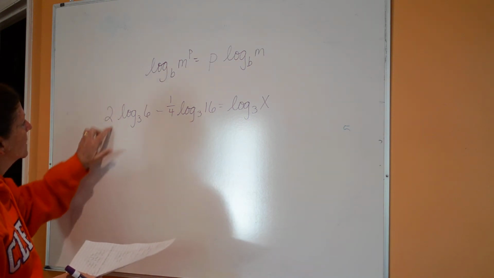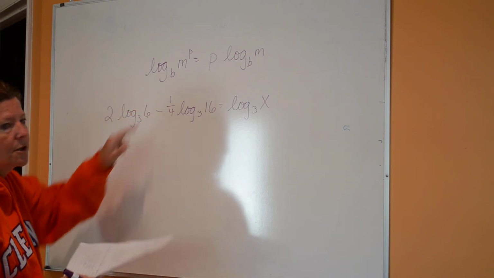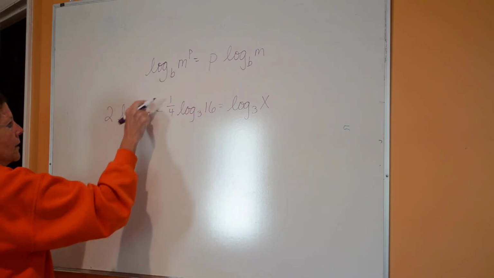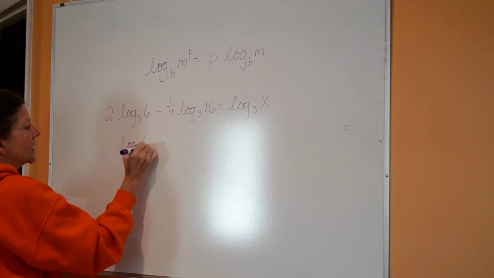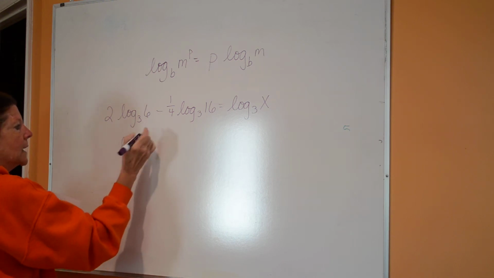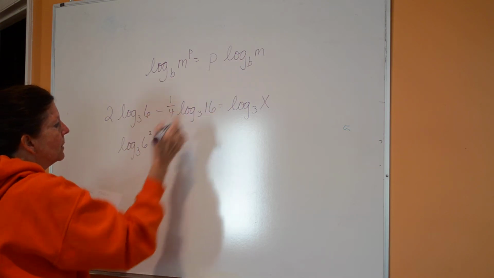I've got these powers in front. These numbers in front can be brought to the number on the logarithm. So the log of base 3 of 6 can be written as the log of base 3 of 6 squared. This 1/4 can be put on that.